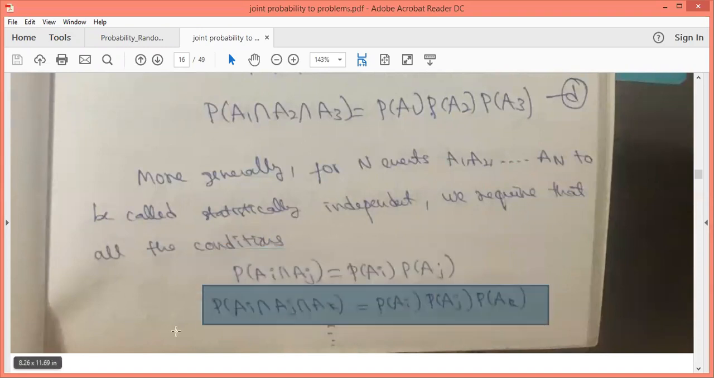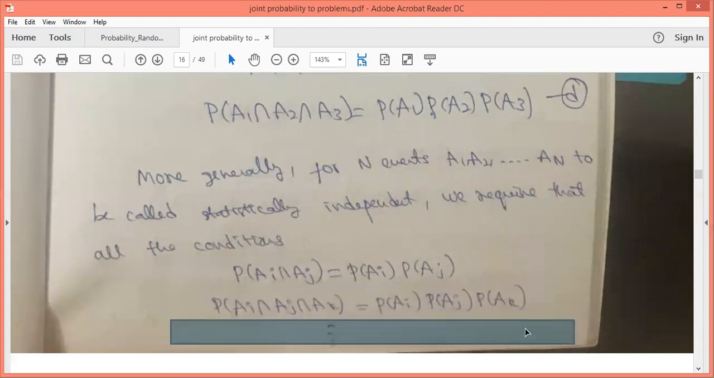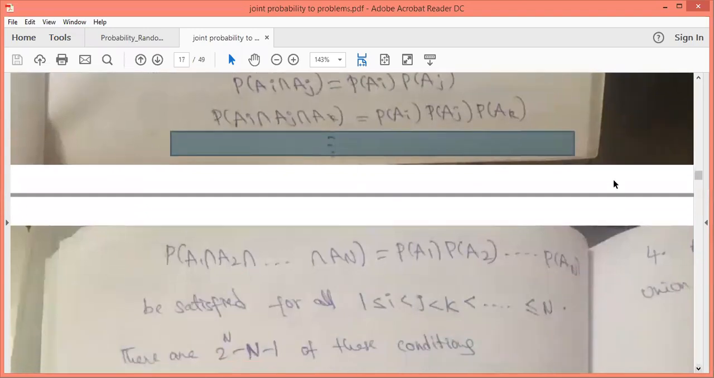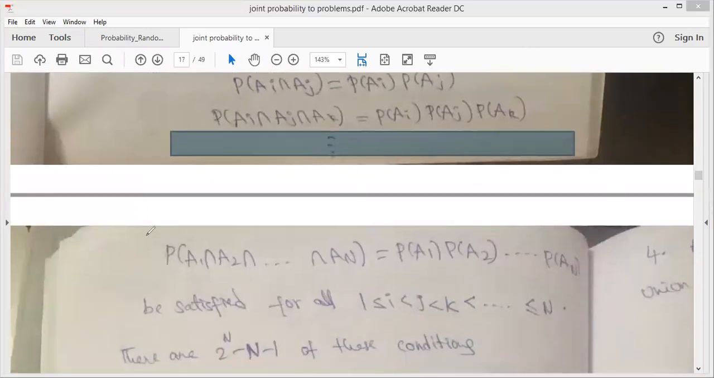Then we will be checking the independence by considering four events, then five events, and so on. Finally we have to check the independence by considering all n events. See here, that is probability of A1 intersection A2 intersection and so on up to AN is equal to probability of A1 into probability of A2 into probability of A3 and so on up to probability of AN.